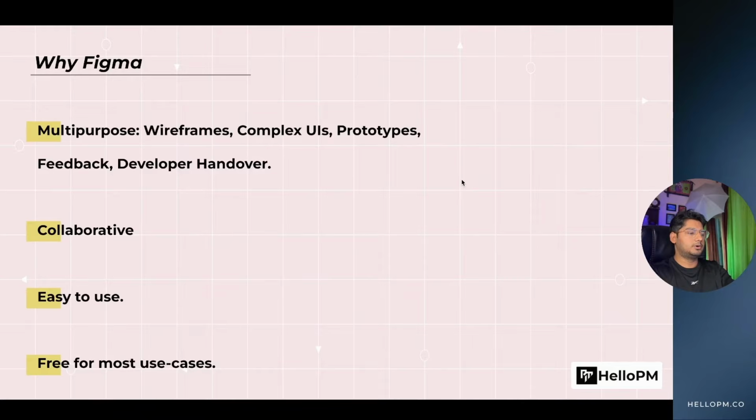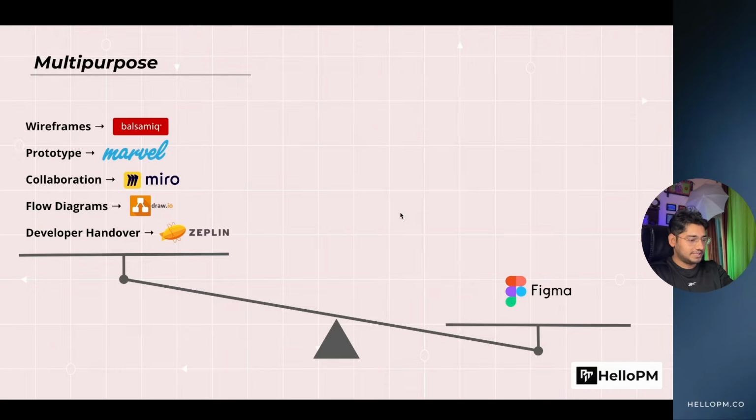Now we are going to talk about a tool, Figma, which we are going to use to create our wireframes. And there are 4 reasons why we have chosen Figma over other tools. The first reason is it's a multi-purpose tool. Whether you want to create wireframes, complex UIs, prototypes, collaborate with your team, create flow diagrams, or eventually hand over your design to the developer, all of that could be done in Figma. You do not have to depend on other kinds of tools.